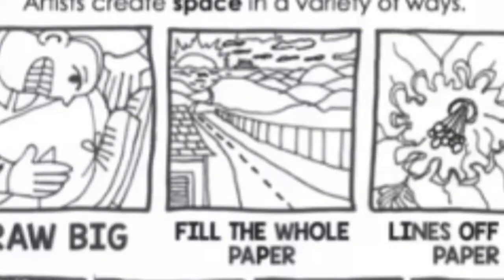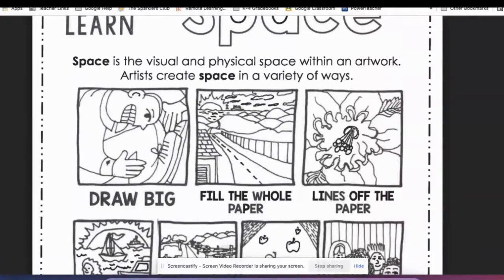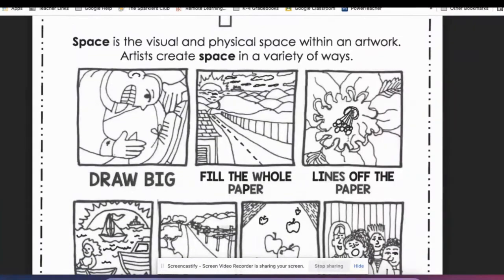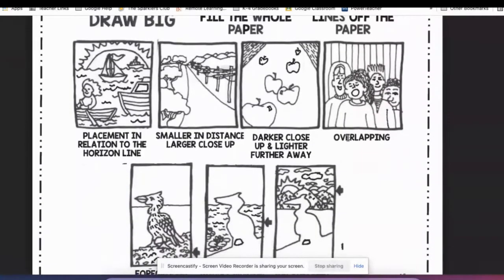And another idea, you can think of the space as using your entire paper to tell an entire scene, like a photographer taking a picture of the entire landscape. That's what you can notice here, lines off the paper. Back in first grade, we did our Georgia O'Keeffes and we really zoomed in, like a photographer zooms in on, say, a bee or a tiny insect, and you can see all those details. You don't have to show everything for your viewers to know what you created. That's what lines off the paper is. So you can zoom in a lot when you're using space.